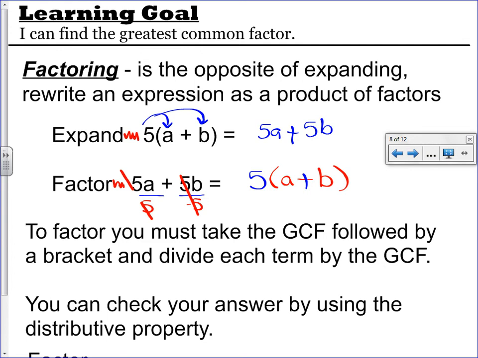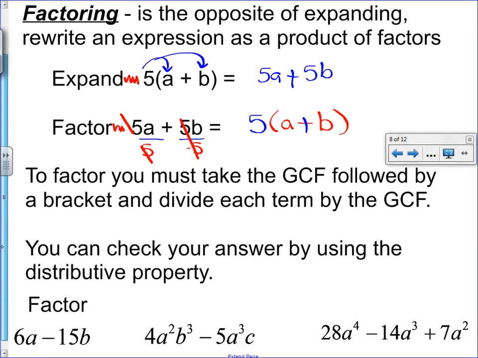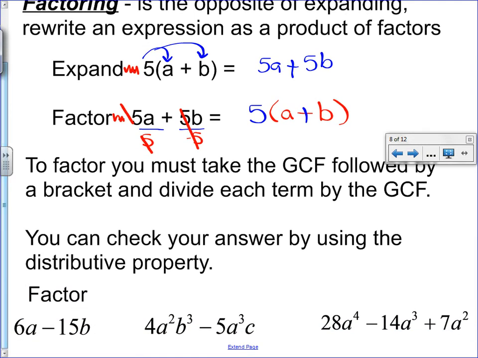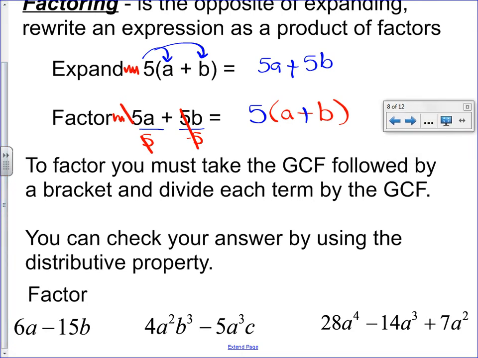So again, if you look, these should be the same thing. When I expand, that should be the answer I get when I factor. So you can always check your work to see if this works out. You have to remember that we're dividing. Here are steps you can refer to. To factor, you must take the greatest common factor followed by a bracket and divide each term by the greatest common factor. So if I ever say factor, you should have brackets, okay? And you're going to divide each term by the greatest common factor.